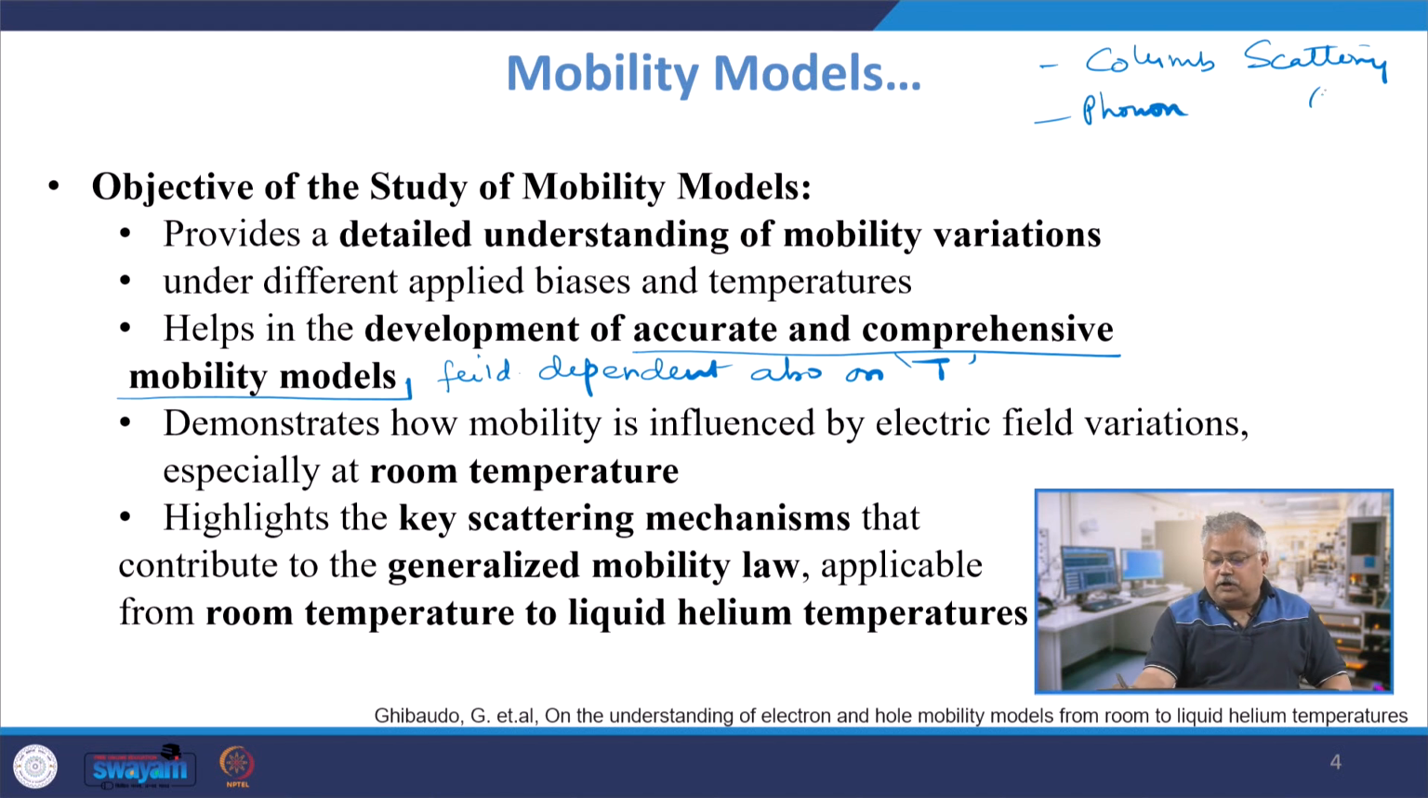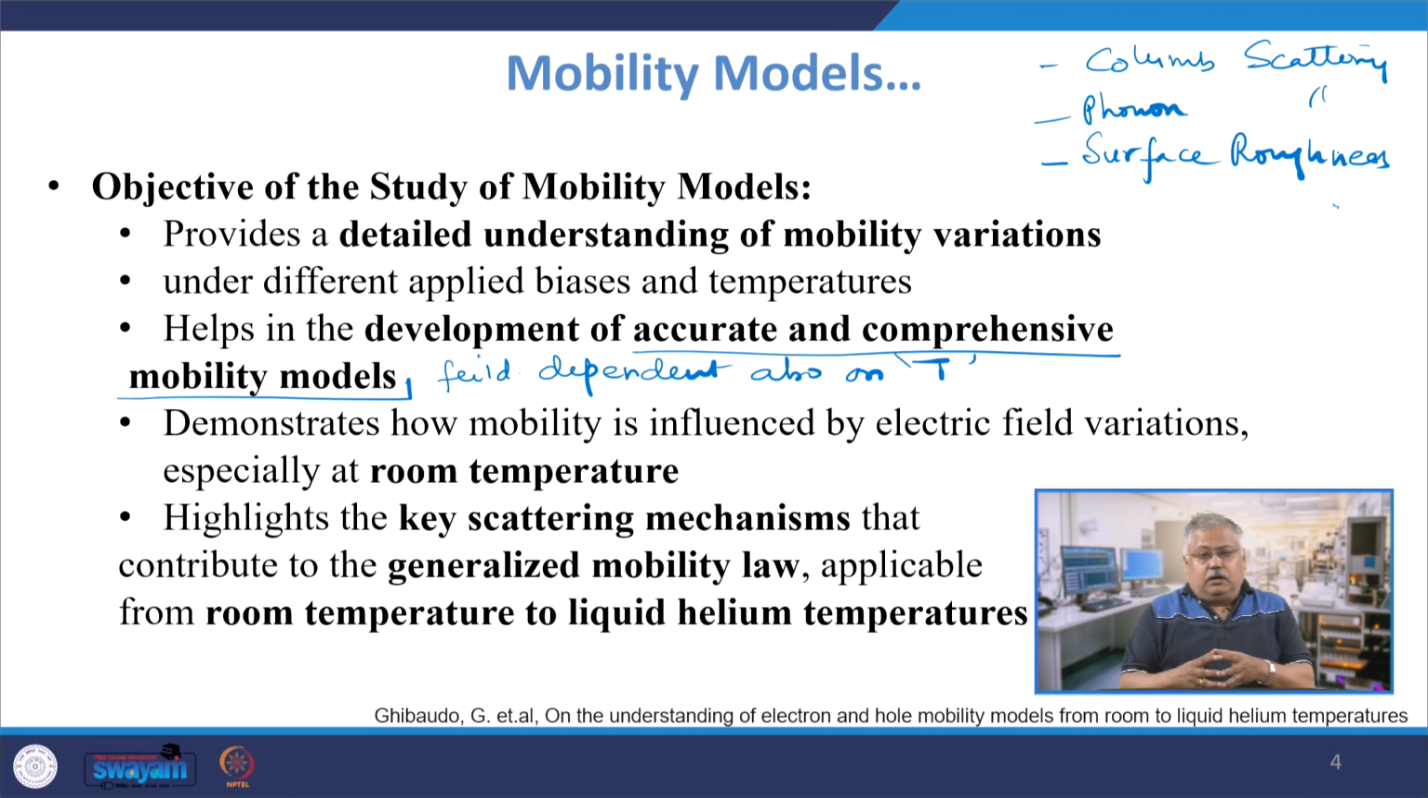This is purely because of thermal issues in the system, and we have surface roughness scattering. So three scattering phenomena come into the picture. Coulomb scattering is purely electrical in nature, primarily the Coulombic repulsive or attractive force between the charged particle and the lattice. Phonon scattering has to do with the lattice emanating phonons, and they strike the particle, and therefore the particle shifts from its position.